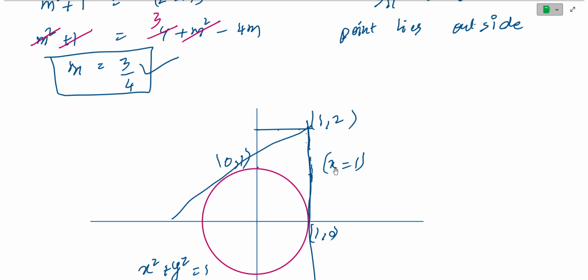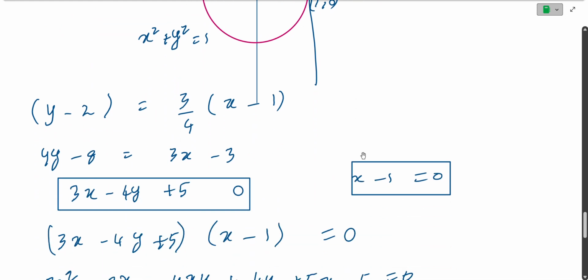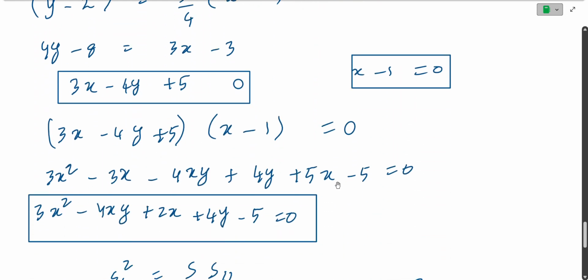A vertical straight line will be x is equal to constant. That constant value will be the x coordinate of the given point. After finding that, that will be the equation of the tangent. So you can straight away go like that.